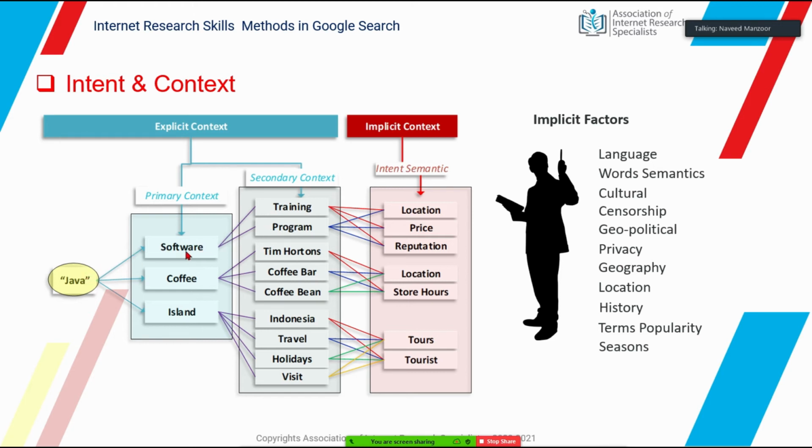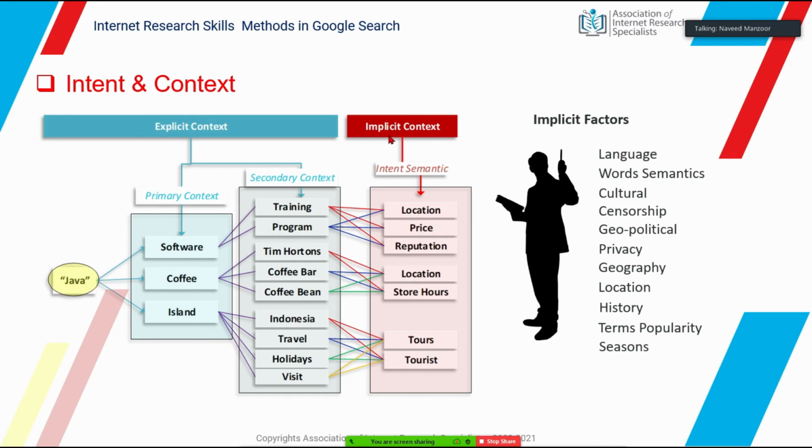But supposing you use Java software training, now what will happen with training? You would see that there will be three possibilities, or three results that would be mentioning the location or the price or the reputation. So the words that will get attached are words like Java software training location, training price, training reputation, and so on. So this part where we are looking at the location, price, and reputation without mentioning it in our search query, this is what is coming from the implicit context.